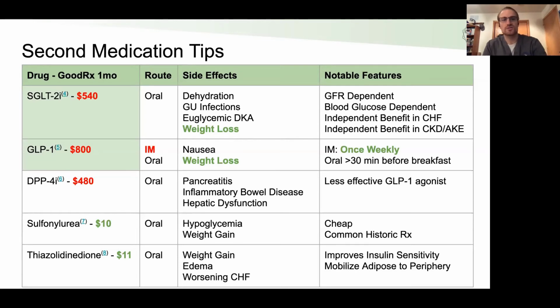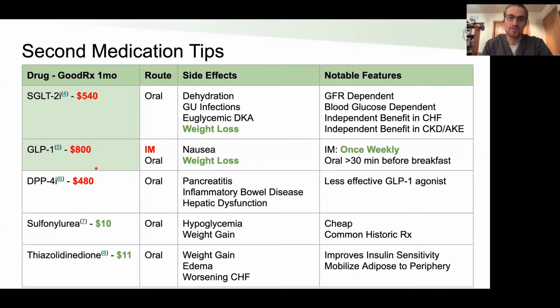As you can see, the newer agents, the SGLT2s, GLP-1s, and DPP-4s are much more expensive than the sulfonylureas and TZDs, which you can get for pennies on the dollar compared to them. Metformin falls into that significantly cheaper medication where someone can get a month's supply for $4 to $10.